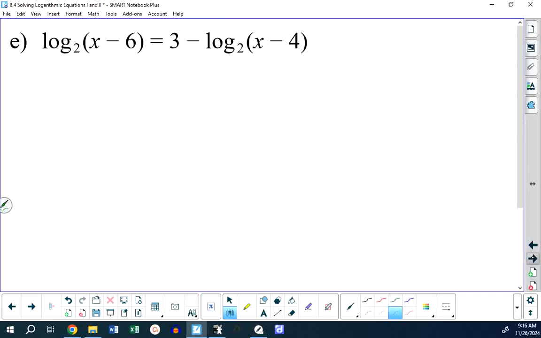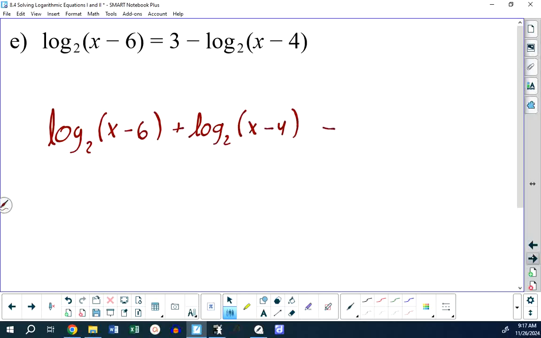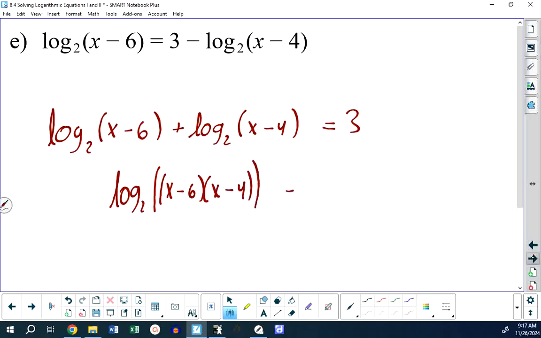Well, what about this one? We're going to go log base 2 of x minus 6 plus log base 2 of x minus 4 is equal to 3. So we will be able to pack those two logarithms together, just checking my work here, and then have a single logarithm equals a number, and then write it in exponential form.